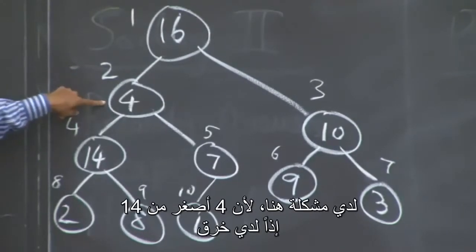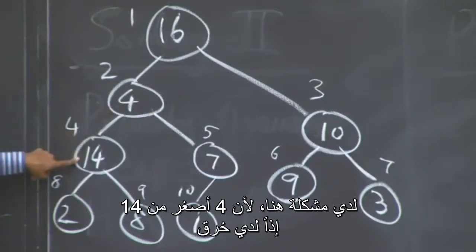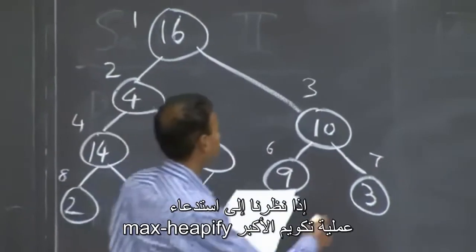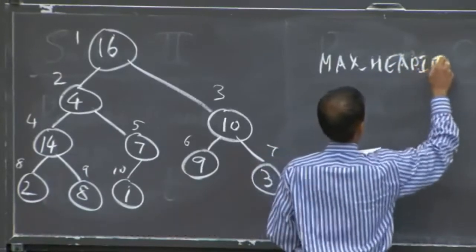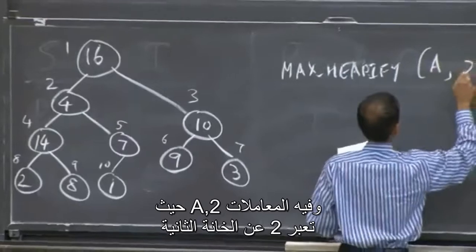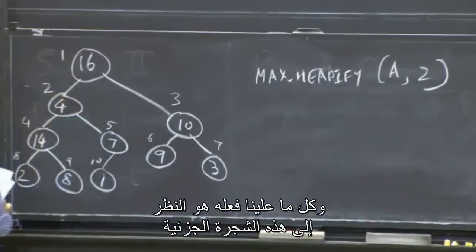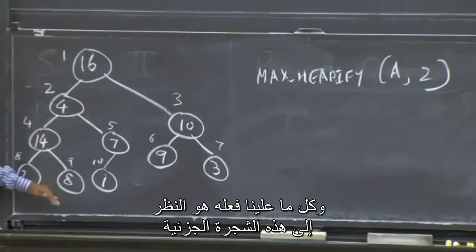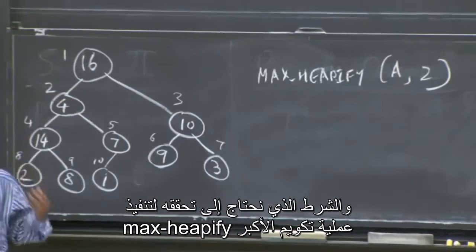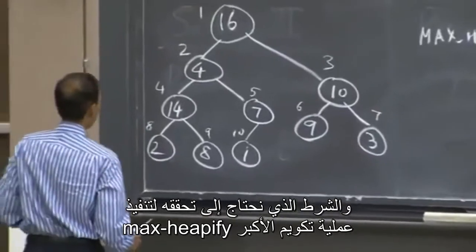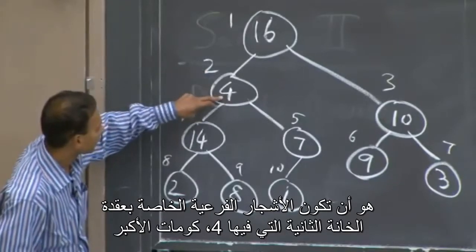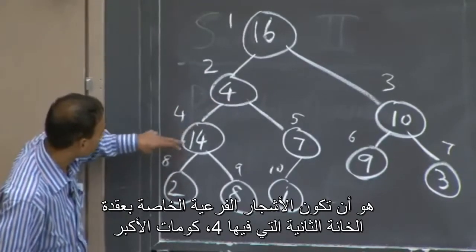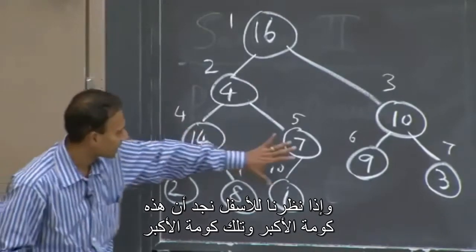Is this a max heap? No, because right here I've got a problem. 4 is less than 14, therefore I have a violation, right? And so if you look at the call max heapify A, 2, this is index 2, and all you have to do is look at this subtree, and what you need to be satisfied in order to run max heapify is that the subtrees of node index 2, which is this 4 node, are max heaps. And if you go look below, you see that this is a max heap and that's a max heap.